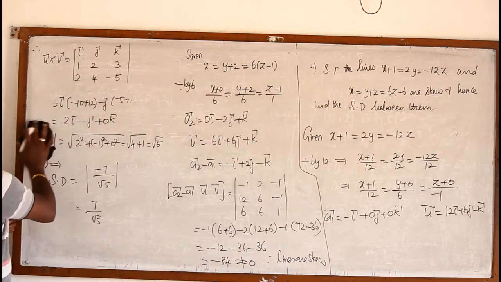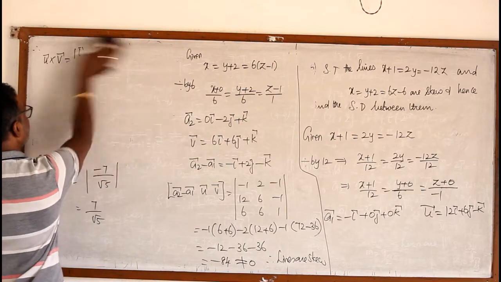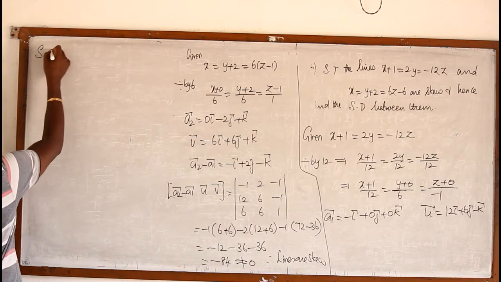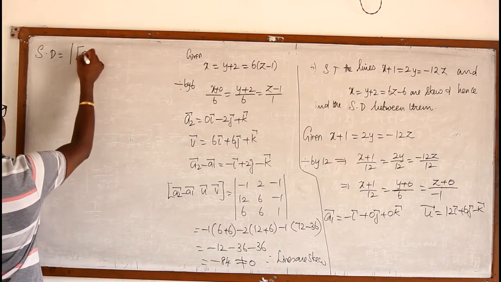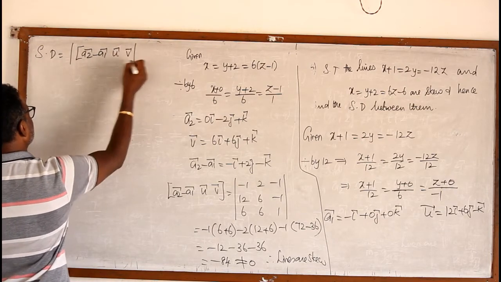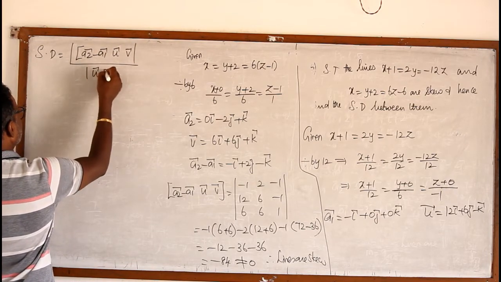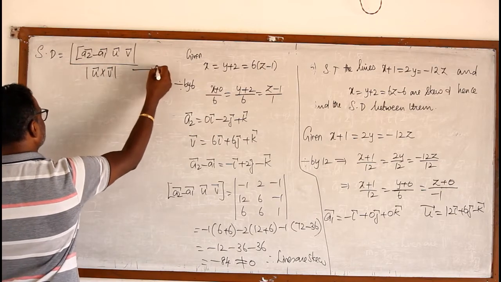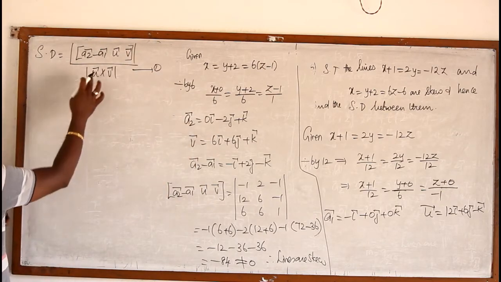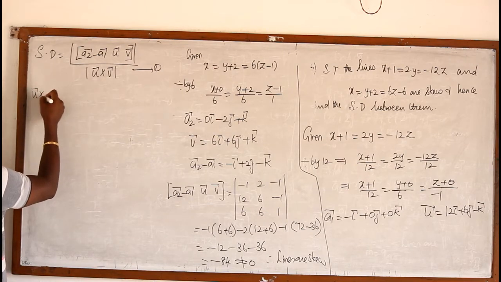Since the lines are skew, we use the formula. So we proved the lines are skew. Therefore, the shortest distance is given by the formula: modulus of the box product of A2 minus A1, U, V by modulus of U cross V. We have the box product of A2 minus A1, U, V, so it is enough to find only U cross V.